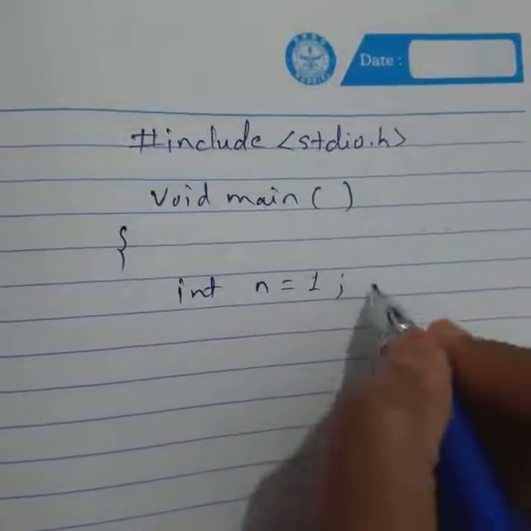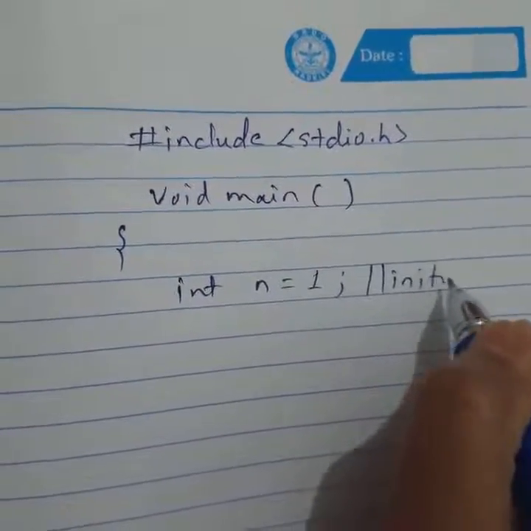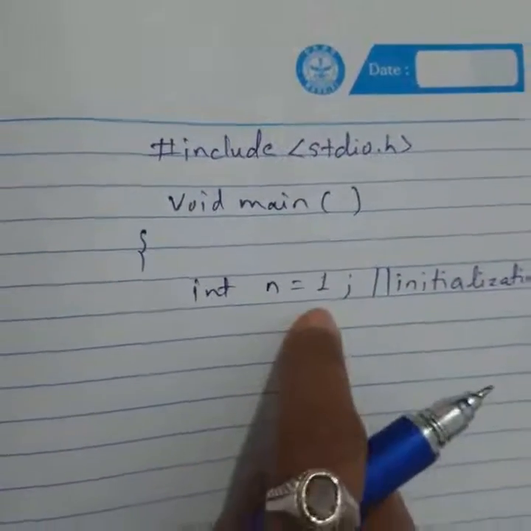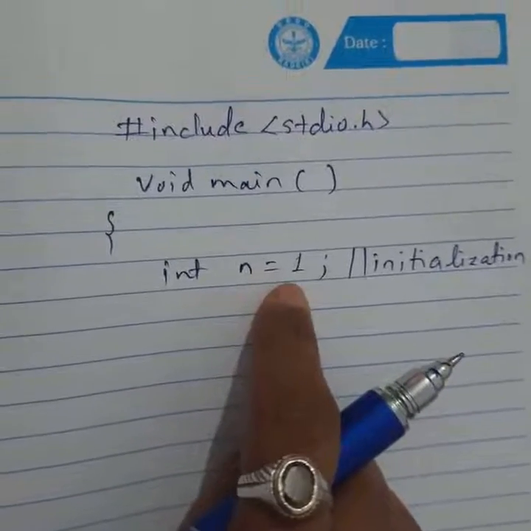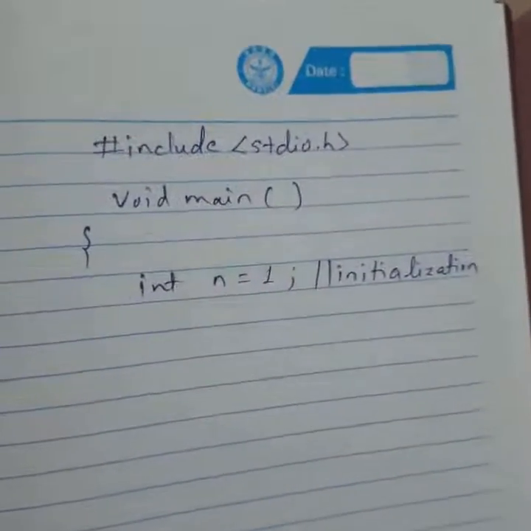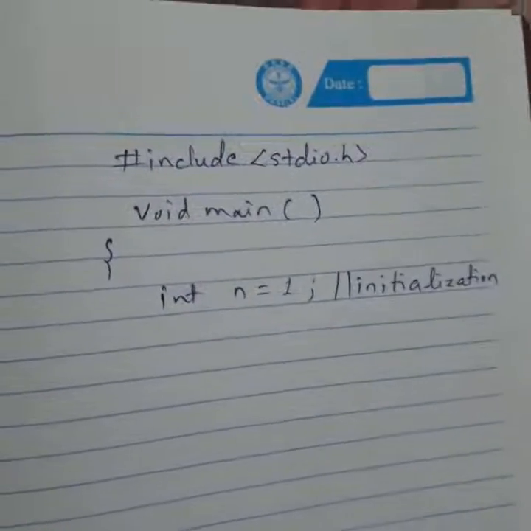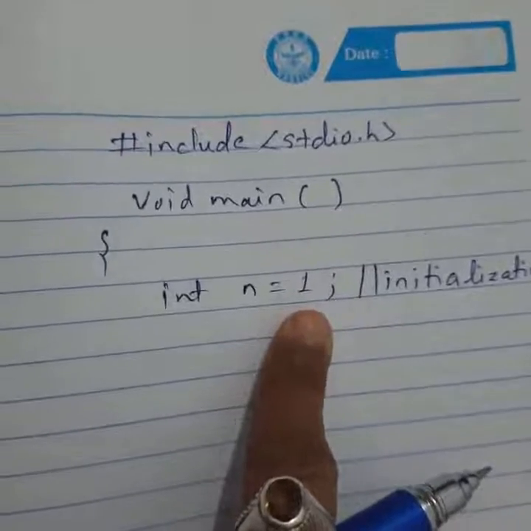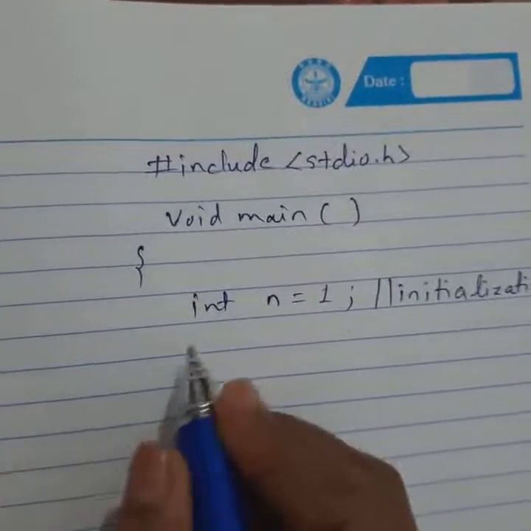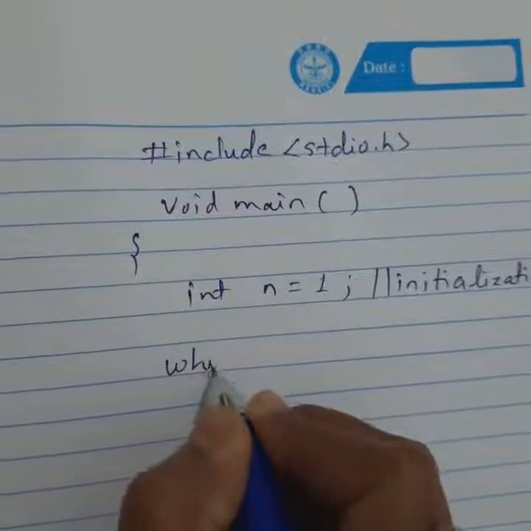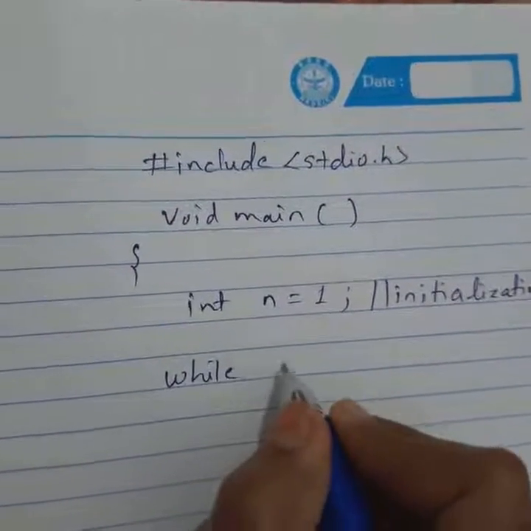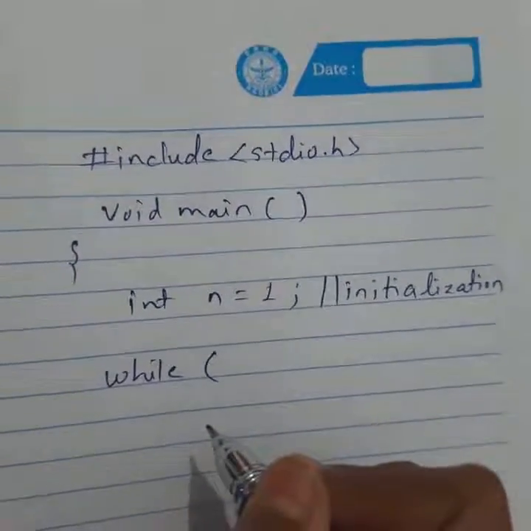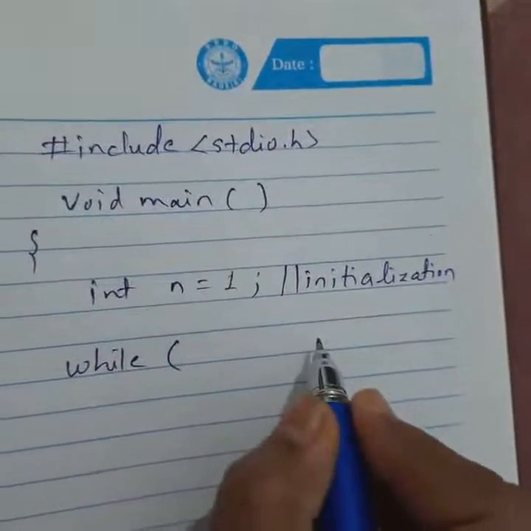This is called initialization. When we give, assign, or initialize some number, that is called initialization. Suppose we start from 0, then we write 0 here. Suppose we have to start from 1, then we write 1 here. After that, while. The condition starts from here, because we have to print the first n natural numbers from 1 to 10.